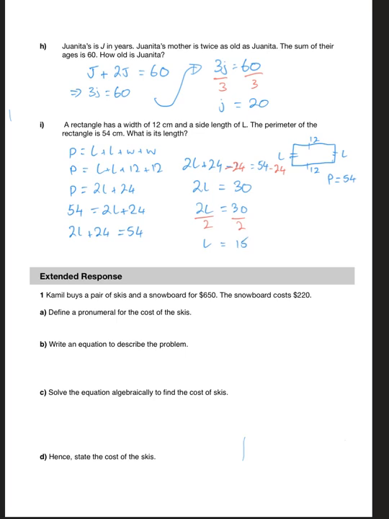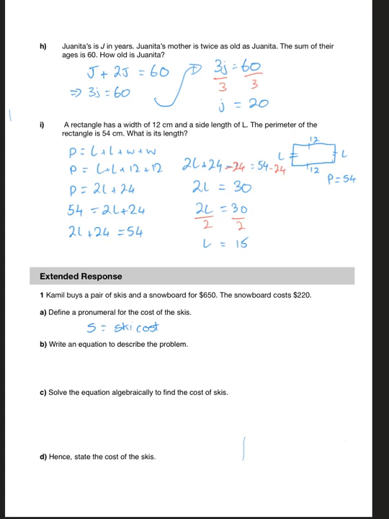Let's continue on. Extended response questions. Camille, I think, buys a pair of skis and a snowboard for $650. The snowboard cost $220. First part asks us to define the pronumeral for the cost of the skis. So again, we know we can really technically choose any pronumeral, but let's choose something that makes sense. So we're going to say S for skis. So S equals skis, and will cost.